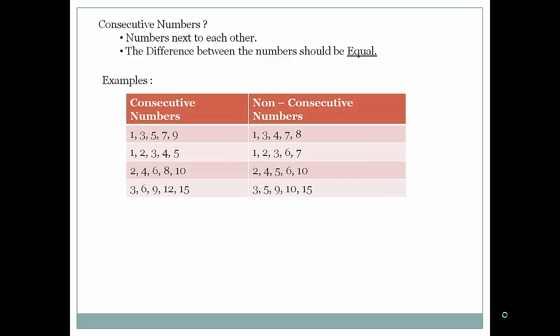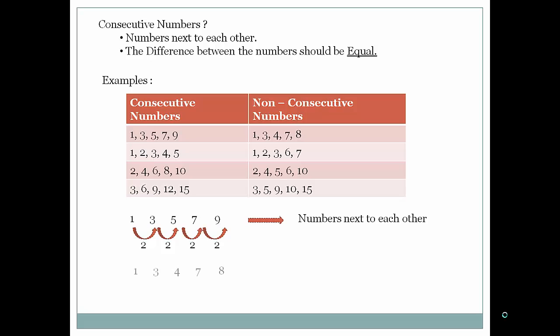I have given you an example for consecutive numbers and non-consecutive numbers. Consider the first set of numbers 1, 3, 5, 7, 9. From this we can say that the numbers are next to each other and the difference between the numbers is 2, that is the same number. So this comes under consecutive numbers. Now consider the second set of numbers 1, 3, 4, 7, 8. From this we can say that the numbers are next to each other but the difference between the numbers is not the same. So in that case, this is not a consecutive number.